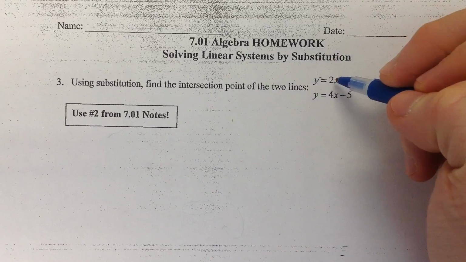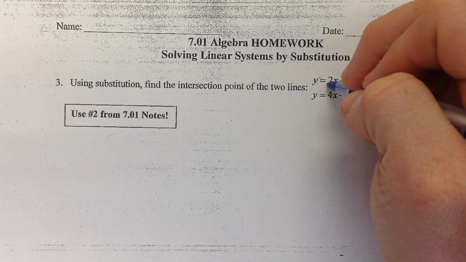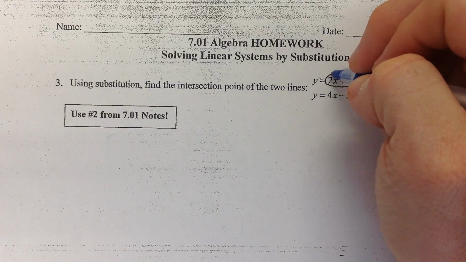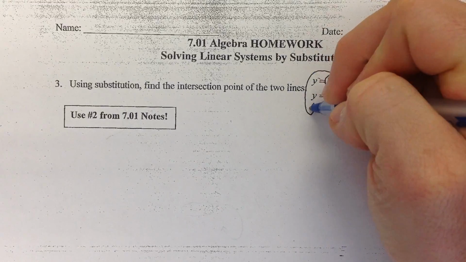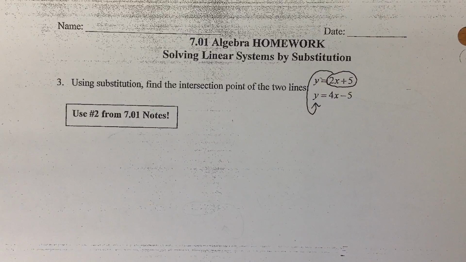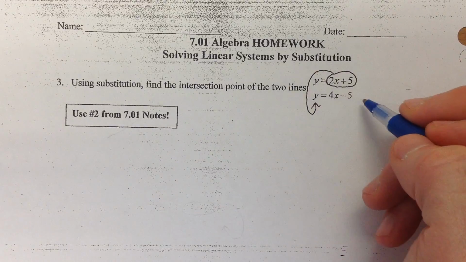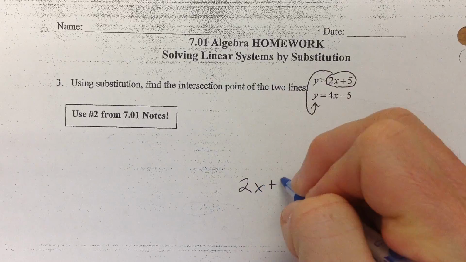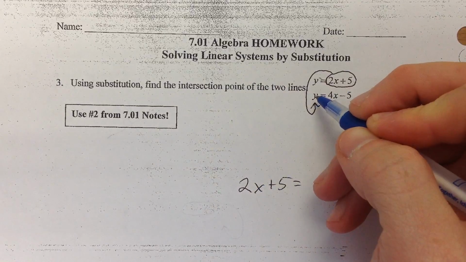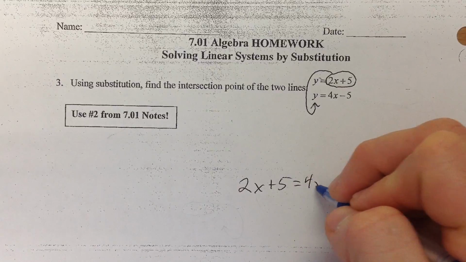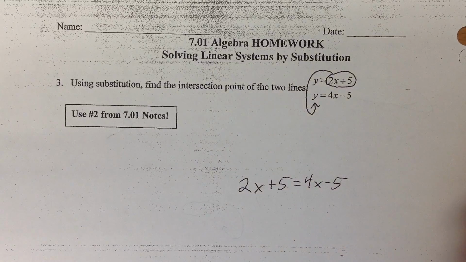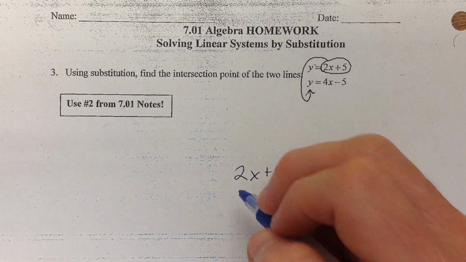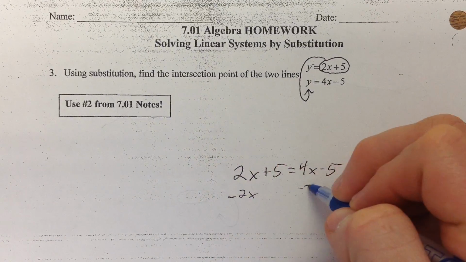So again, y equals 2x plus 5. So we're going to circle the 2x plus 5 because that's what y equals. And we're going to substitute it into the second equation here. So instead of having y equals 4x minus 5, I'm going to take this 2x plus 5. I'm going to substitute it in for the y, and then I'm going to keep the other side the same. All right, and now I have a one variable equation, so I can move the 2x over.